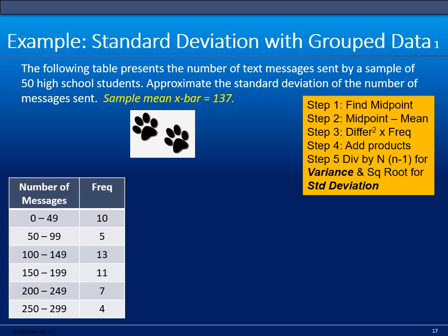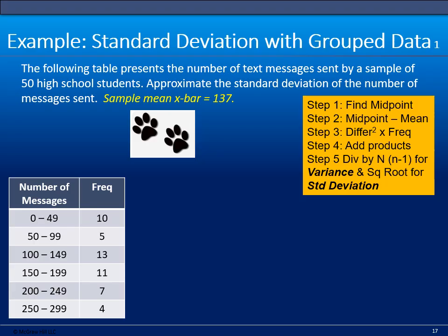Then we're going to take the midpoint minus the mean. Now remember, we have to find the mean. Oh, we don't even have to find the mean. In this problem, it was given to us. So we're in good shape. All right. So the first midpoint we said was 25. So the midpoint is 25 minus the mean, 137.